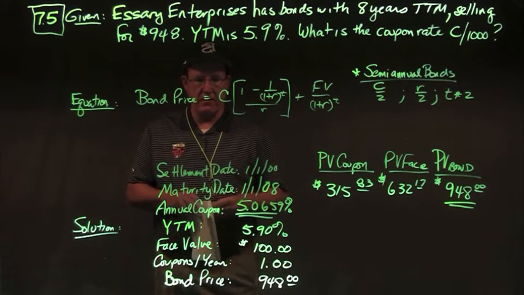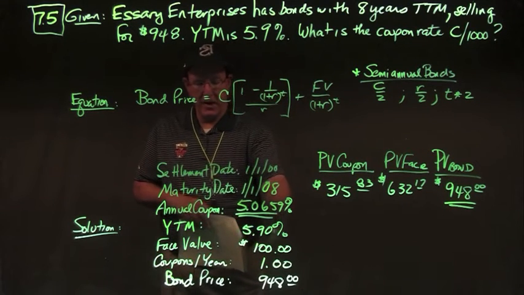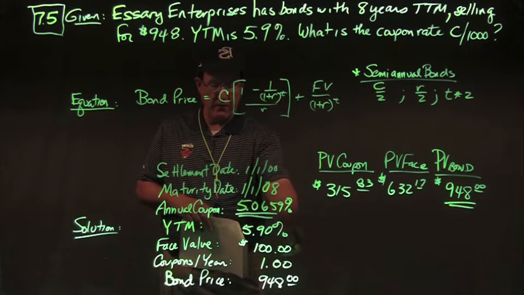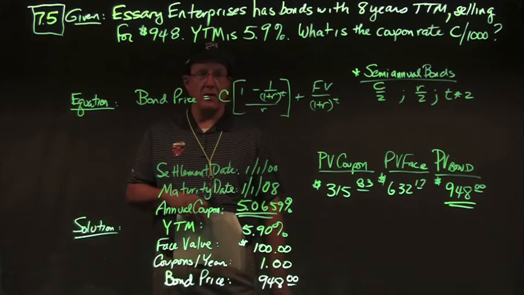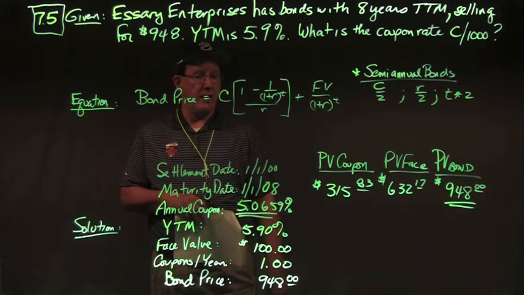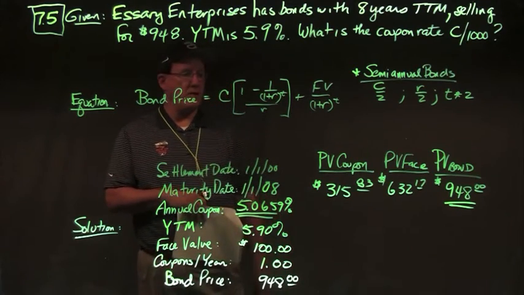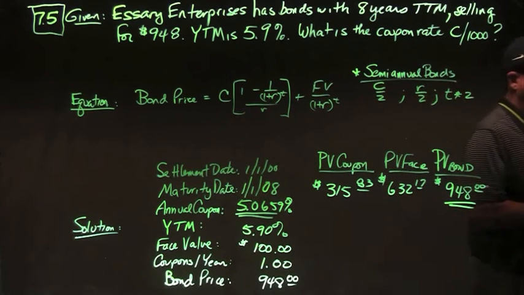Using the Excel price function, the purchase date will be 1100, the maturity date 1108, yield to maturity 5.9, $100 face again for a $1,000 bond. One coupon per year in this case, and a discount bond price of $948. The answer 5.0659% will get me to that bond price of $948. And that's your answer to problem 7.5.